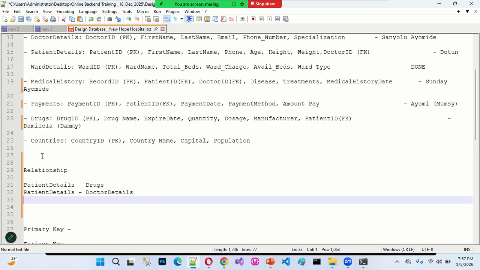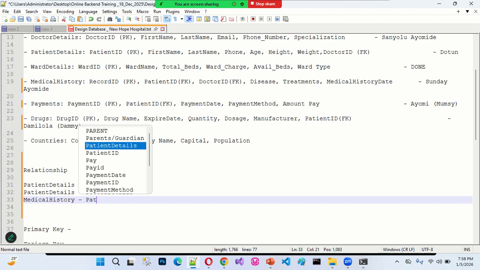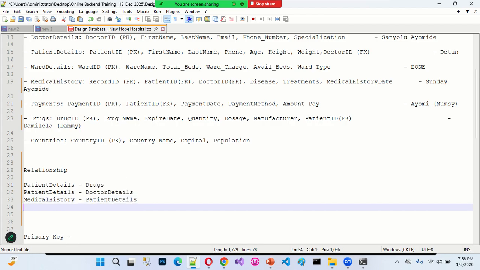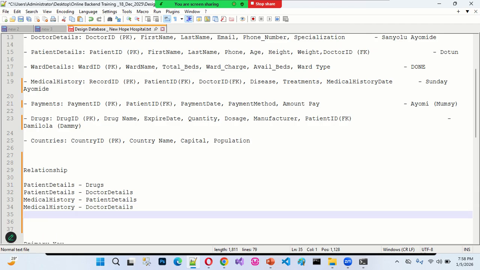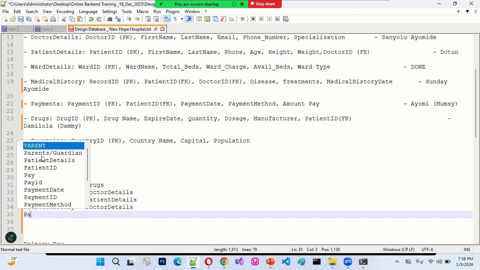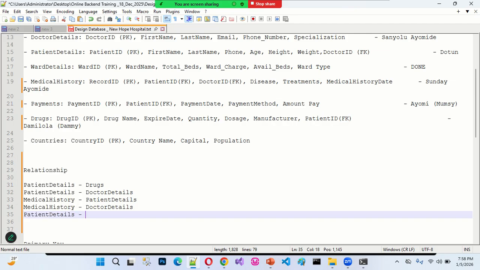So this time around, this is going to be medical history. Medical history also has a relationship with the patient detail. Okay, and medical history also has a relationship with, I think, doctor too. Yes, doctor details. Okay, and also the patient has a relationship with the payment. I think payment to patient now. Yeah, that is the payment.